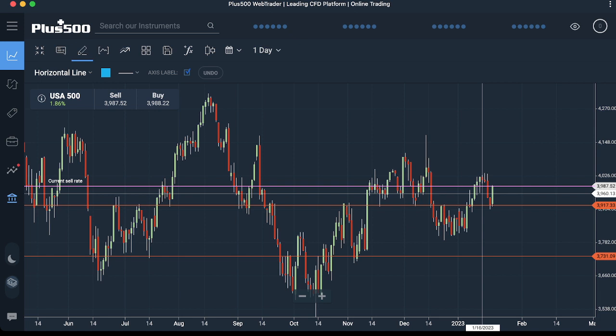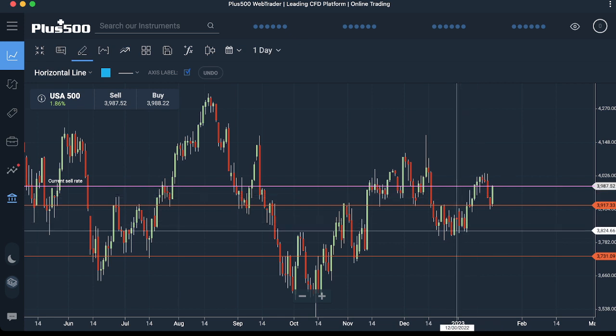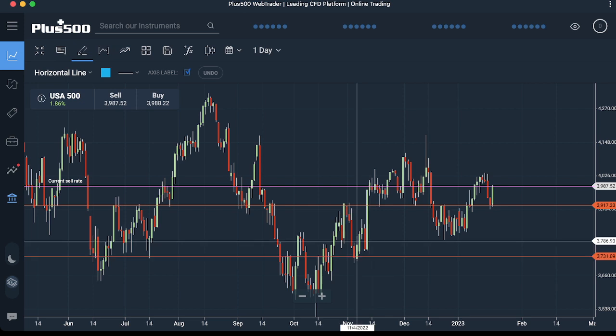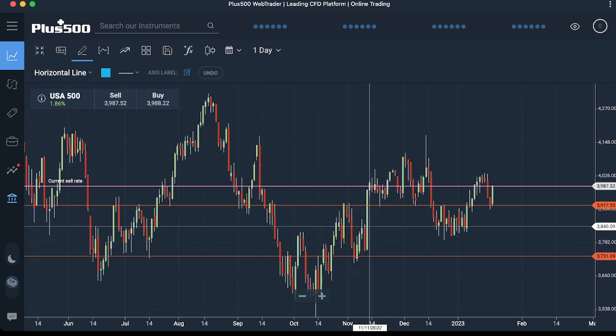So here for the daily, I have this bullish order block here. As you can see, this candle, this green candle after that, so I call this a bullish order block.